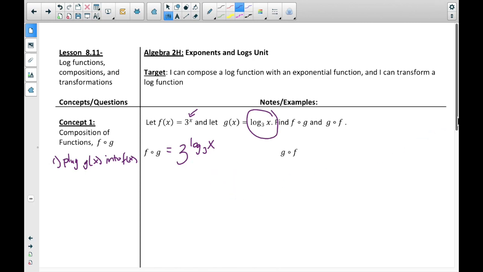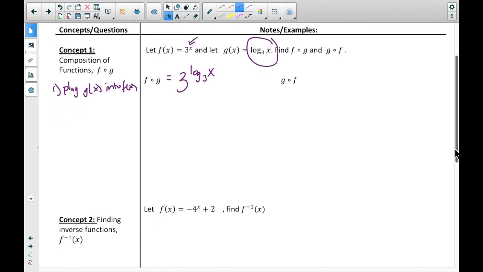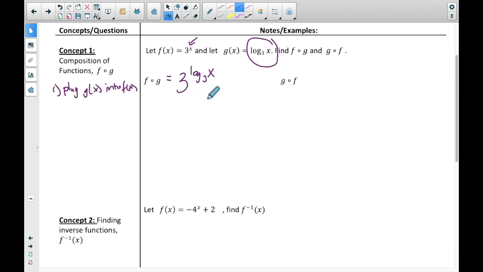Now, what is interesting is we talked a couple times about how logs and exponents are inverses of each other. We also talked last unit about what happens when you have a composition like this and you simplify it. And so that's our second step, to simplify this. Well, if they are inverses, do you remember? They're supposed to cancel down to x. And that actually is what happens here. This 3 to the power and this log, powers and logs are inverses. They cancel each other out. And all we have left is an x.